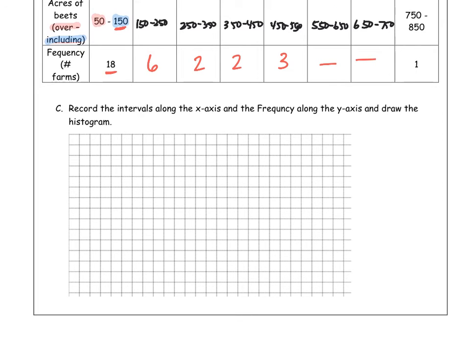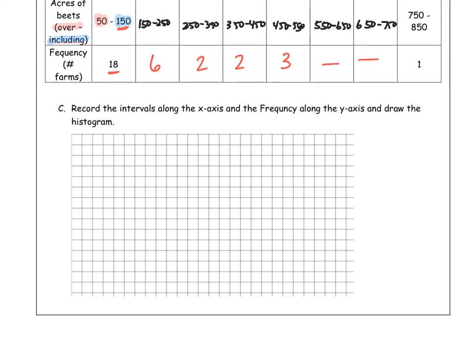Okay, so there is our frequency table. So we've got 6 between 150 and 250, 2, 2, 3, nothing, nothing, and 1. So now we're going to create our histogram. So we're going to put the number of farms along the y-axis, and we're going to put the area in acres along the x-axis. And this has a title called the area of sugar beet farms.